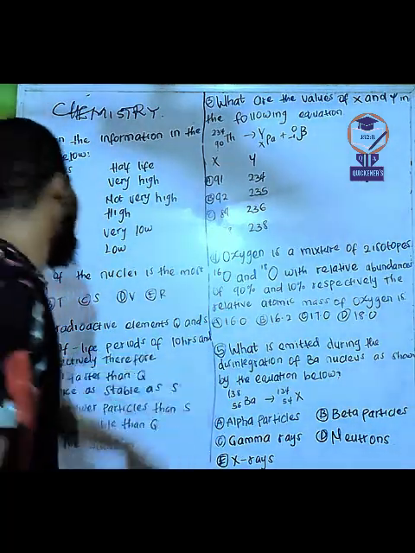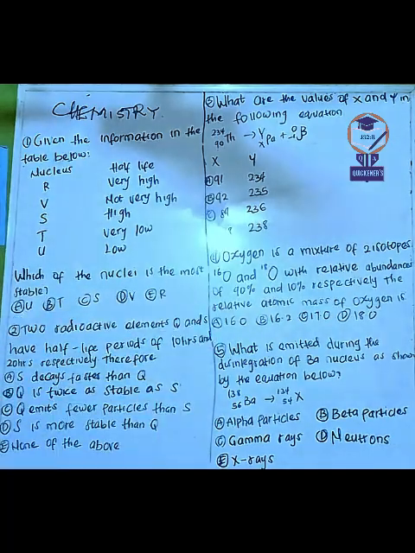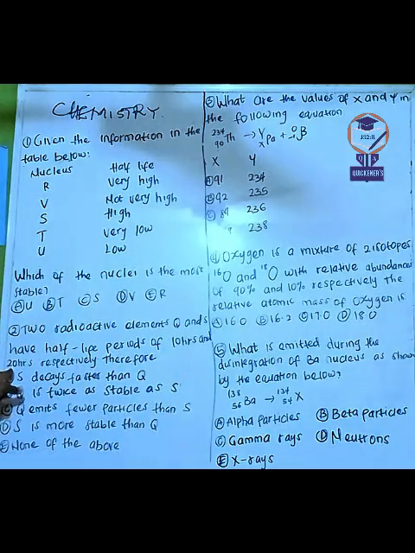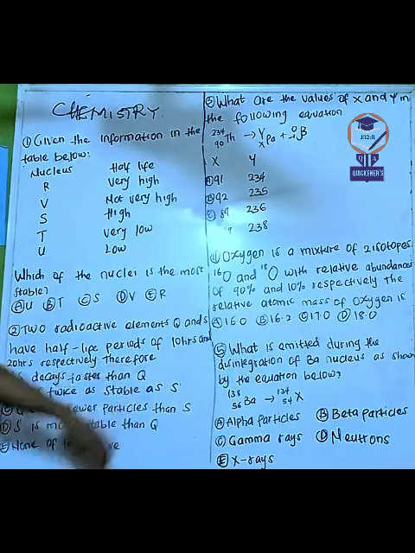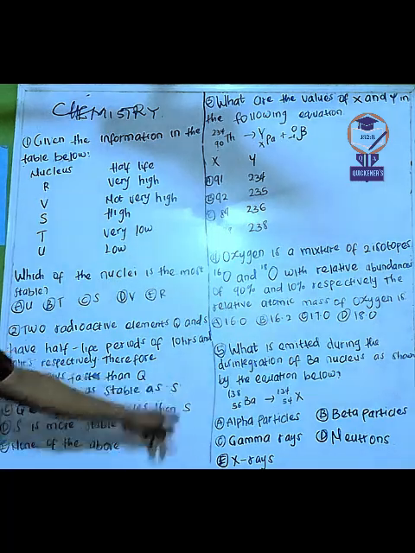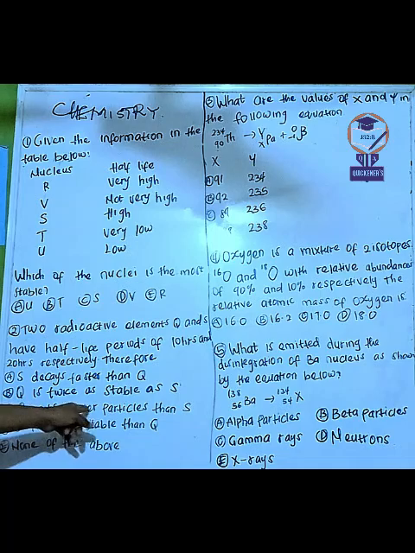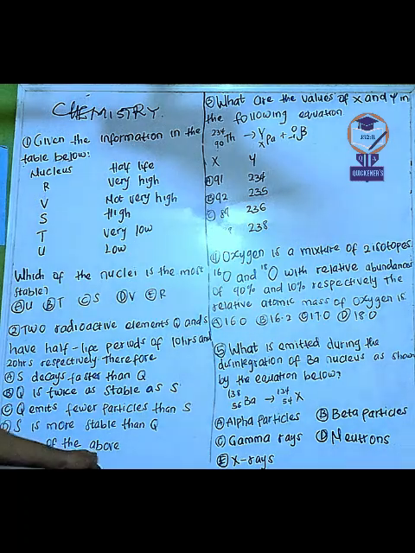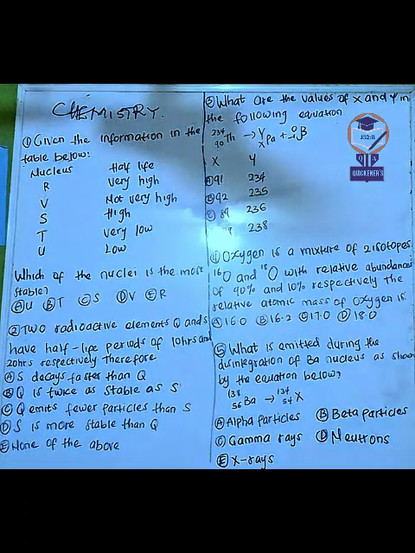Now, two radioactive elements, Q and S, have half-life periods of 10 hours and 20 hours, respectively. Therefore, S decays faster than Q. S is twice as stable as Q. Q emits fewer particles than S. S is more stable than Q. None of the above. So let's look at the question again.